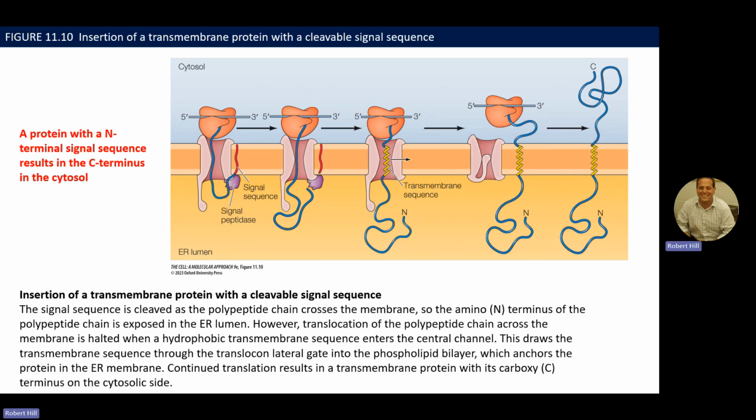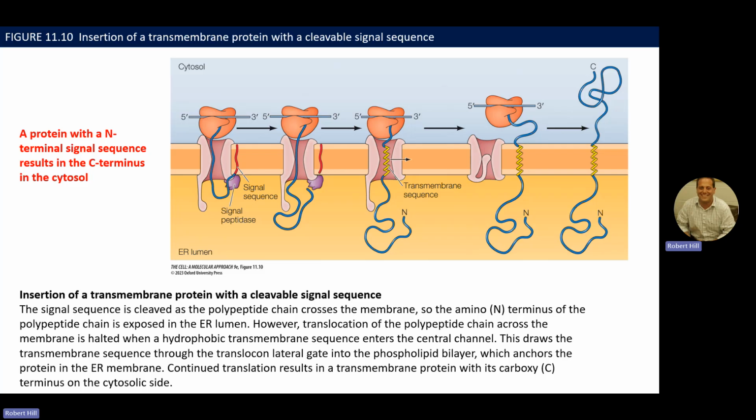All right, so if a protein has an N-terminal signal sequence, ultimately the N-terminus is going to remain in the lumen. And this is true if there is a hydrophobic stretch within the protein, within the peptide.